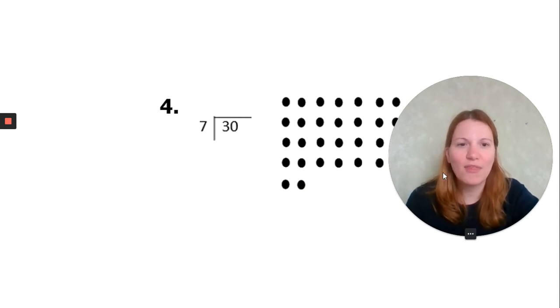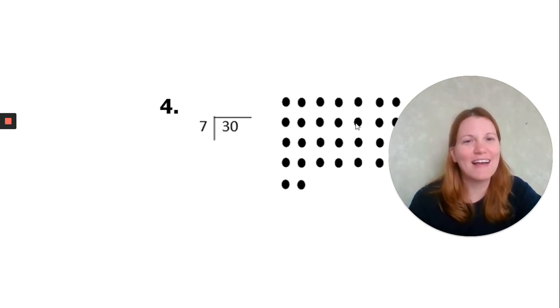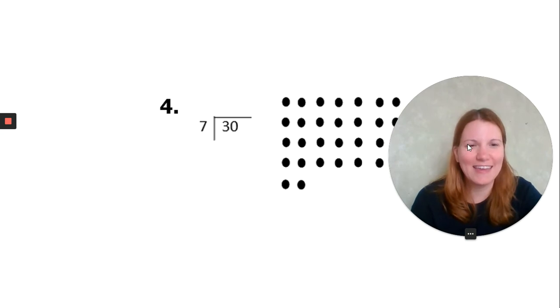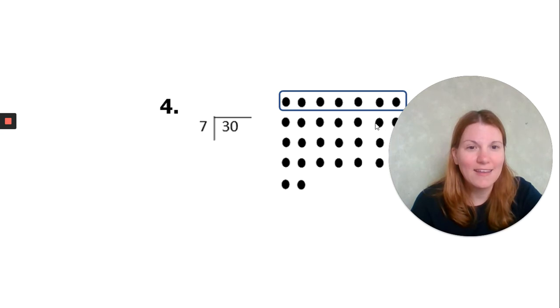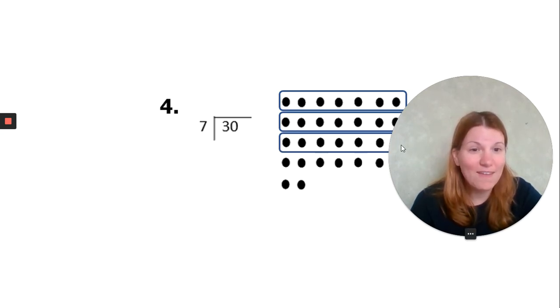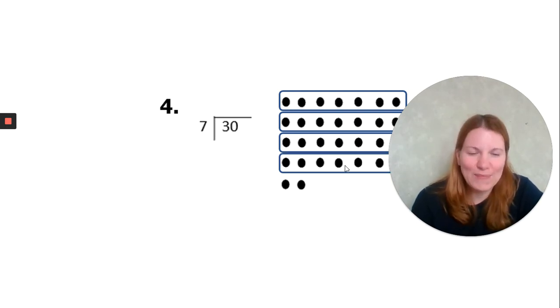Number 4, we have 30. Oops, I'm sorry, my head's in the way of blocking off 2 of those numbers, but you can see it on your page. 30 divided by 7, we're going to make groups of 7. So each row has 1, 2, 3, 4, 5, 6, 7. So there's my first group of 7, second group of 7, third group of 7. There's 1 more hiding there behind my video. And 4th group of 7.